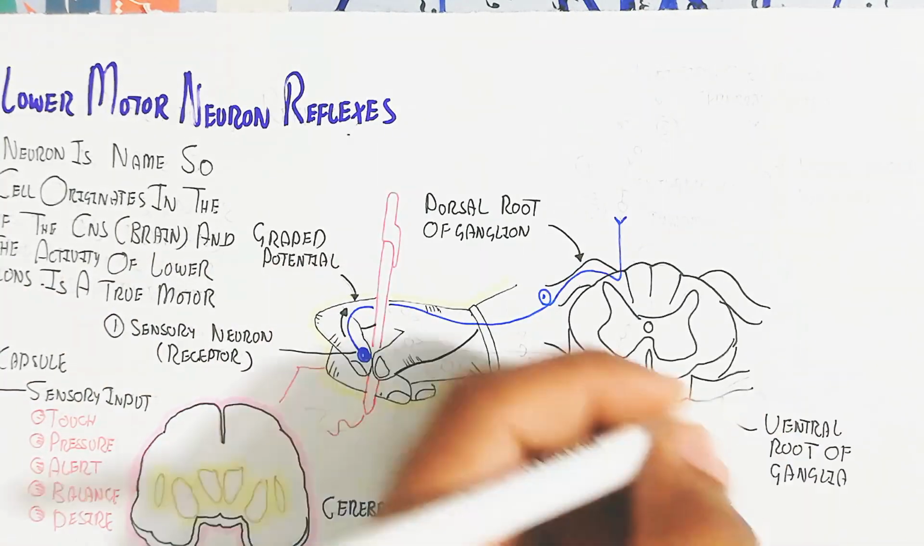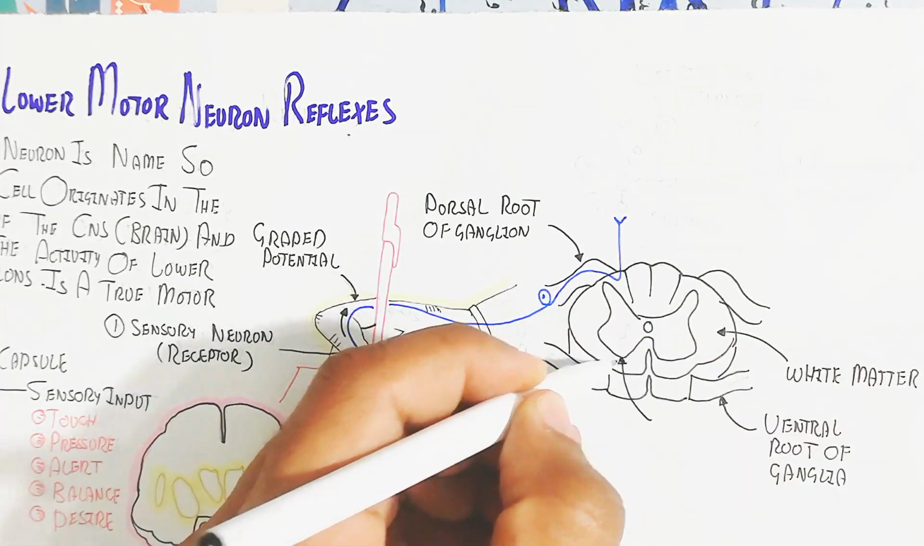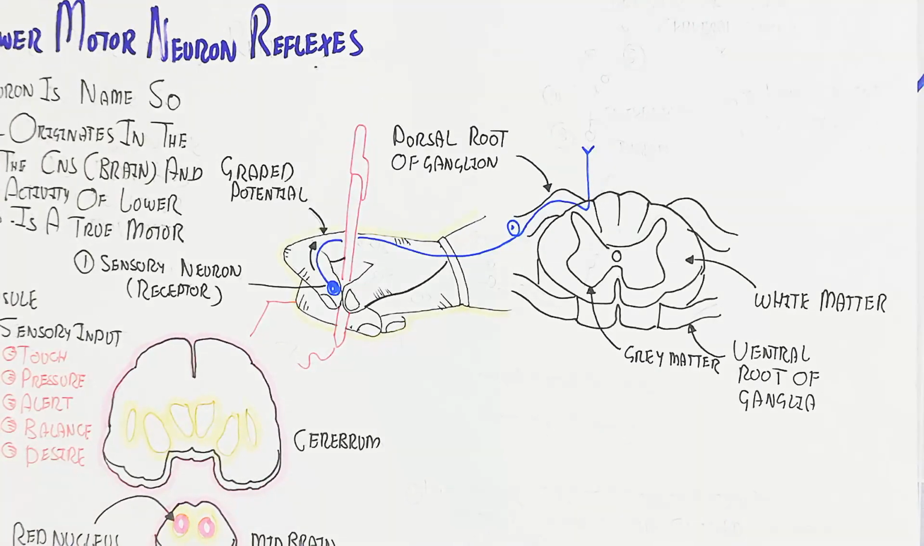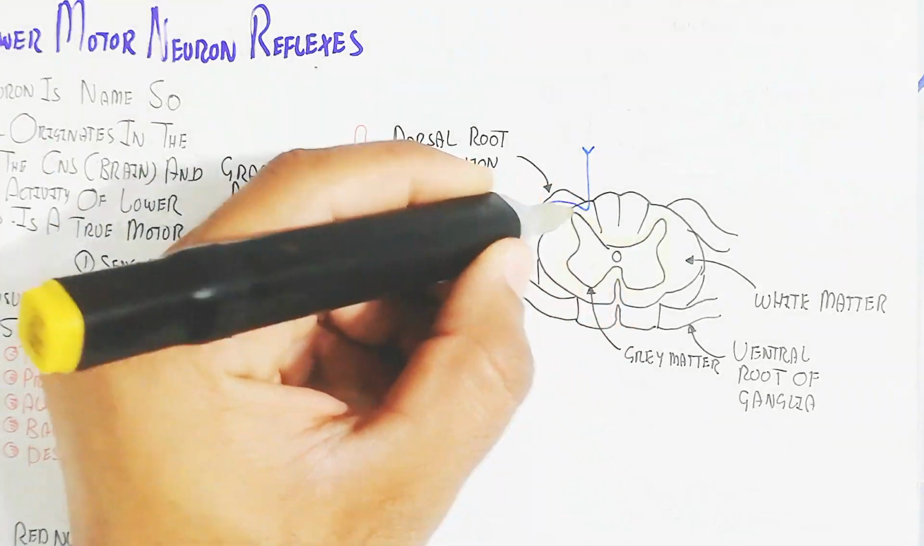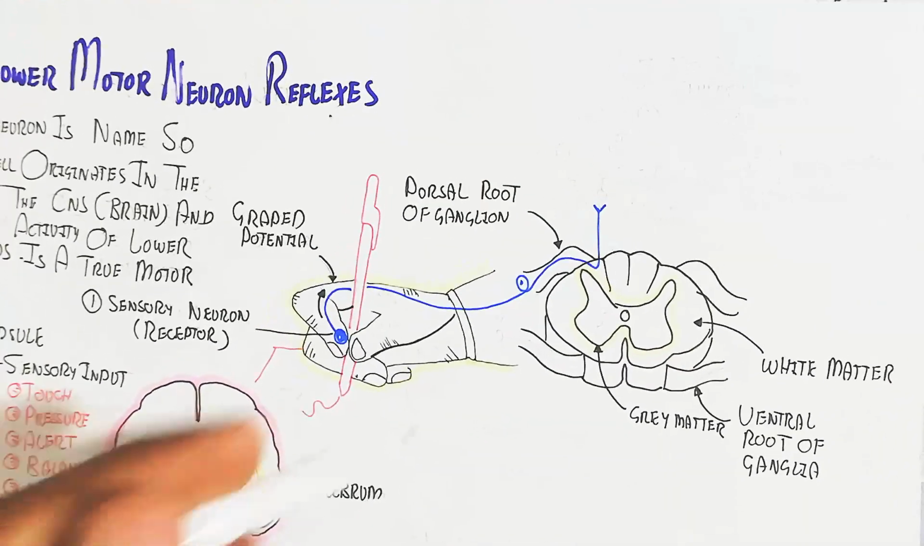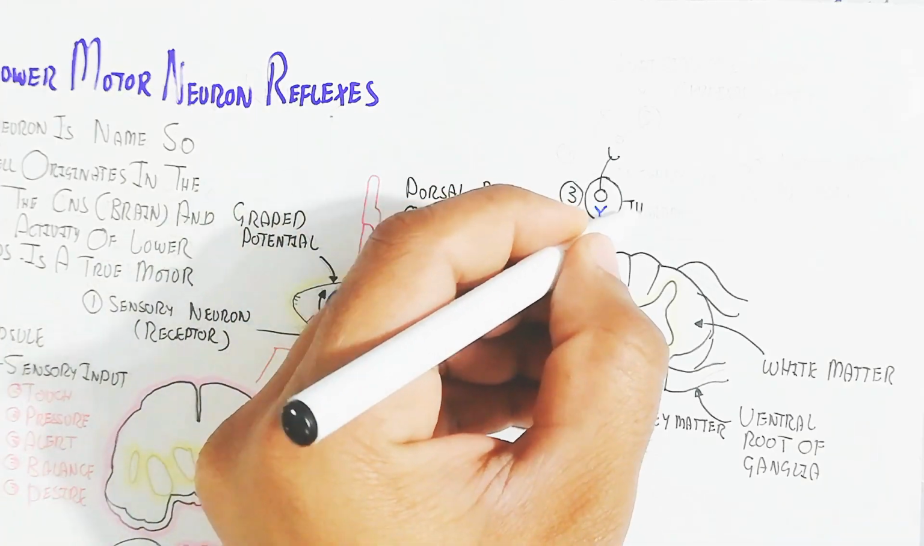And this is the ventral root ganglia and dorsal root ganglia, and this is the white matter and gray matter. In this way, the thalamus will interact and the interneuron will transmit the signal toward the left side of the brain, the cerebral cortex, which is the primary sensory cortex.